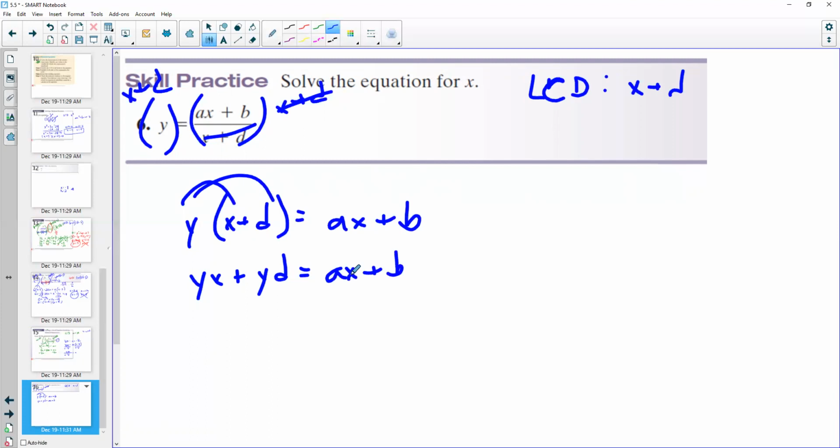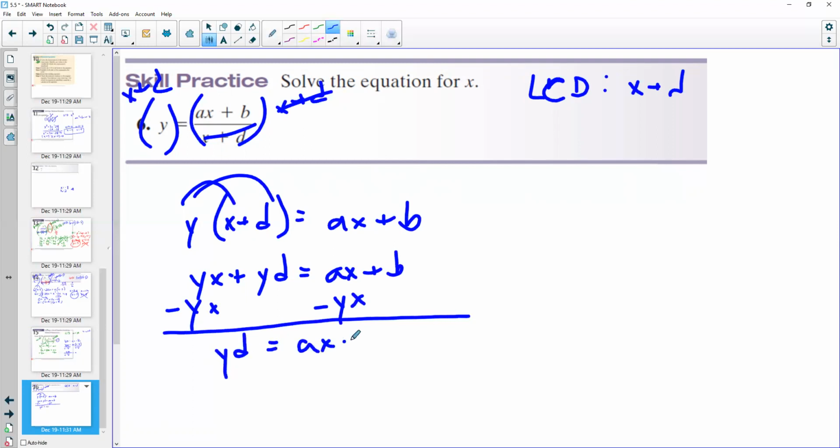Now I'm going to get all the x's on one side, that thing I want to solve for. And I'm going to get everything else out of my way. So I'm going to move yx to the right. So I've got yd over here equals ax minus yx plus b. And I'm going to move b to the other side. So I got yd minus b equals ax minus yx.